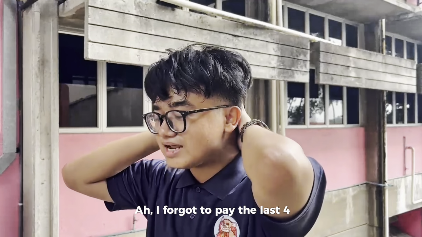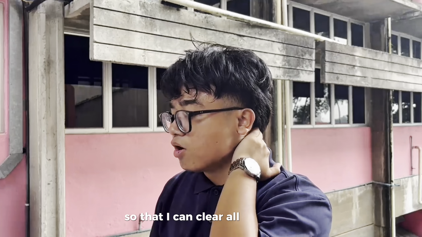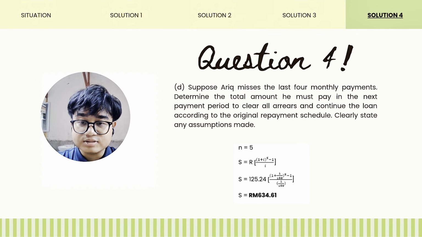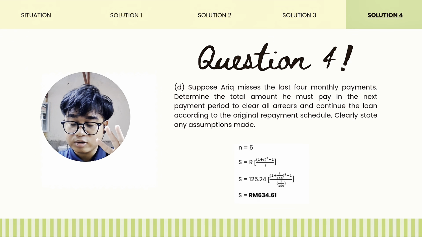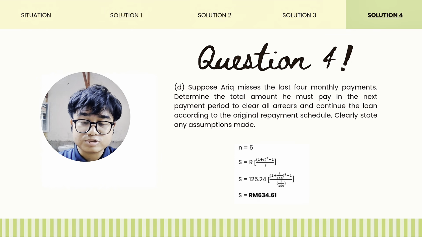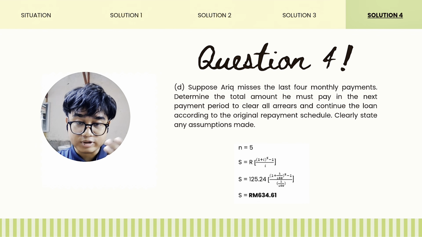So, if Arif missed the last 4 payments, I forgot to pay the last 4 payments. How much should I pay on the next payment so that I can clear all the arrears and follow the original repayment schedule? Because of this, the n value is 5 because it is the addition of the 4 last unpaid loans to the next payment, which is on the 5th month. So add 1 and 4, 5. The R value is the same, which is 125 ringgit 24 cents. So input the R value, the n value, and the previous i value, which is 1 over 150. So that at the end of the calculation, Arif will get 634 ringgit and 61 cents.